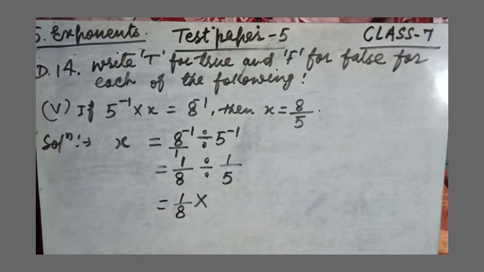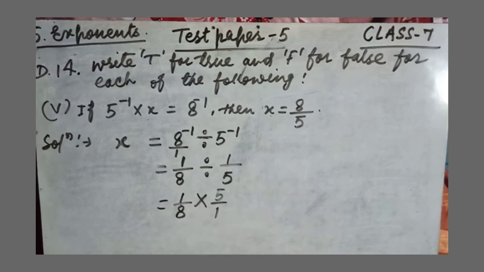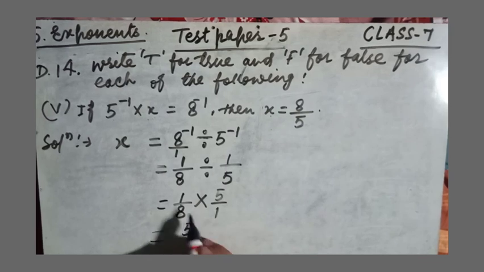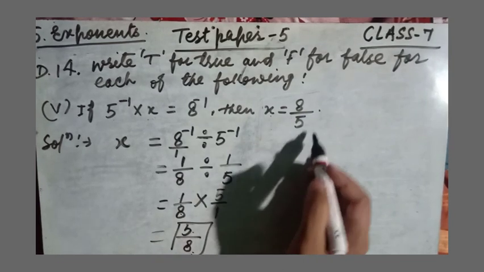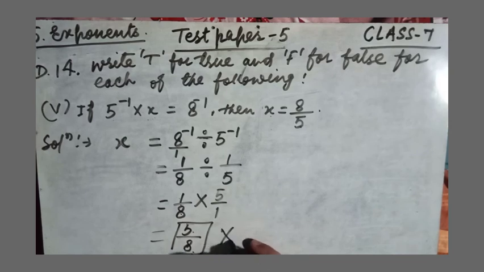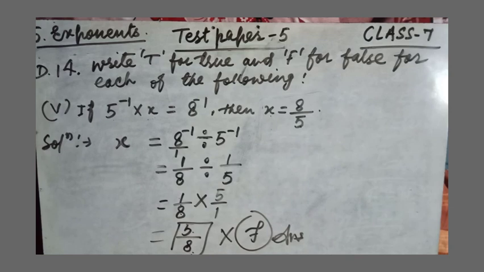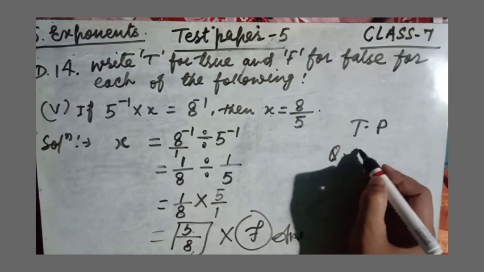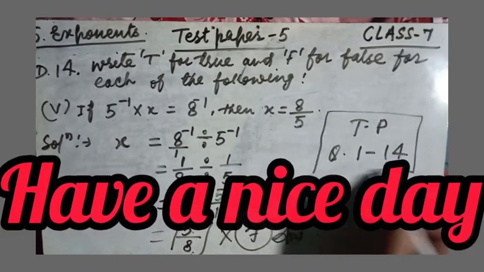Now change this operation to multiplication. Now we have to find the reciprocal of this, which is 5 by 1. If we change this operation, then we have to change this. Here is the 5 and 1 and 5; numerator multiplied by numerator and denominator multiplied by denominator. Now match: yes, 5 by 8. Here the answer is 5 by 8, but the given answer is 8 by 5, so this is wrong, means false. I hope you will understand. Now your homework, friends: test paper, question number 1 to 14. Okay, have a nice day.